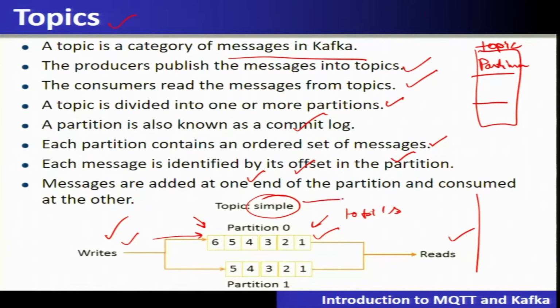So this particular topic is having two partitions, and the producer writes the messages in this particular partition from one end, and the consumer reads from the partition of a particular topic from the other end. So the two ends have to synchronize automatically here in Kafka.